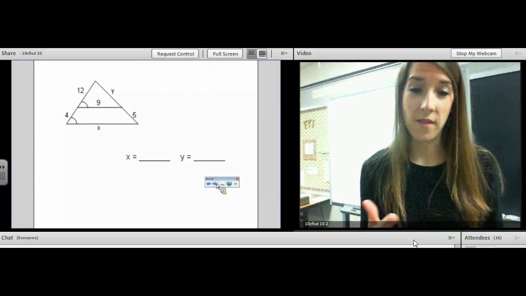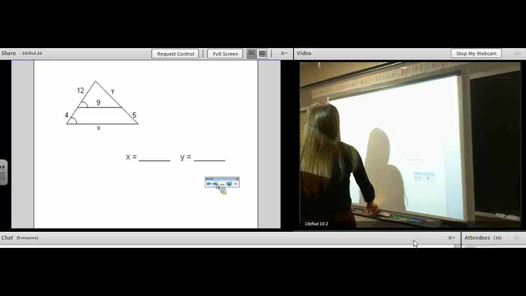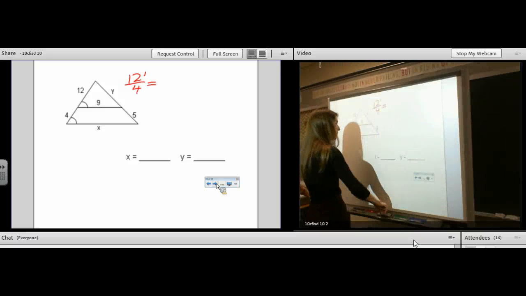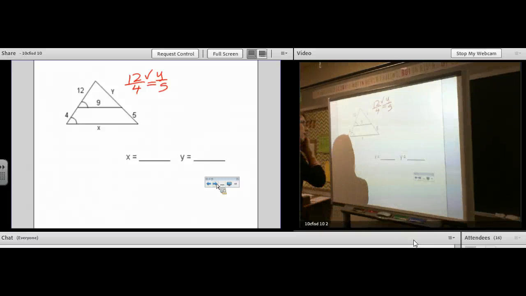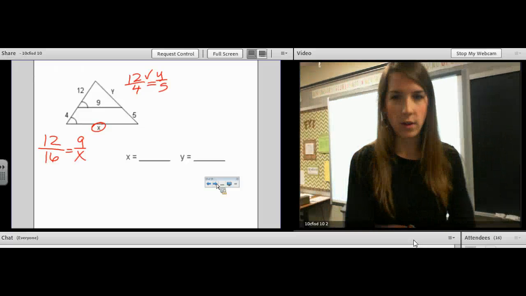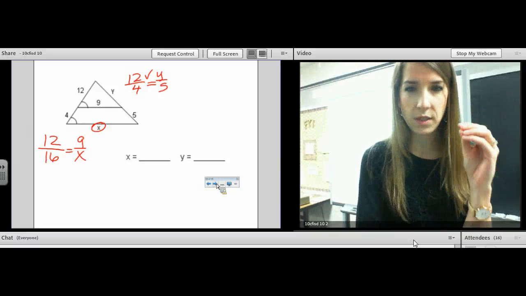This is a good example of what I've been talking about over and over and over. To solve for y, you can say 12 is to 4 as y is to 5. That will work. It will. But when you're ready to solve for x, you have to say 12 is to 16 as 9 is to x. I hope you understand the difference. Solving for y is different than solving for x.